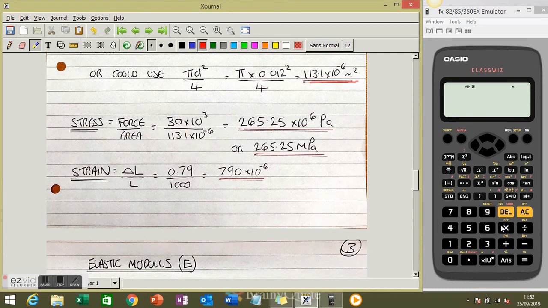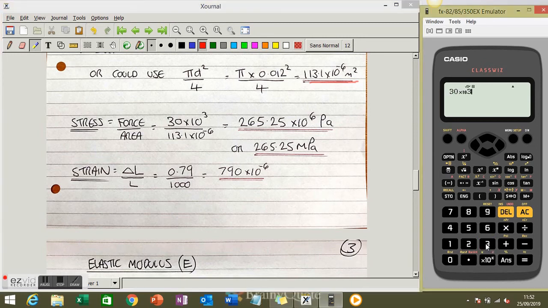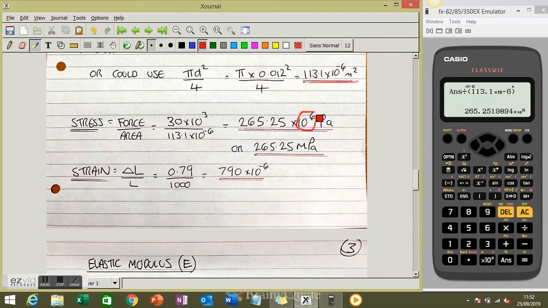We've got stress, force over area. We know the force, we know the area. Make sure you put in 30 kilonewtons. Divide by the area, which was this, rounding up a bit, 113.1 times 10 to the minus 6. Don't forget, stress is force over area, so it's going to be a big number. Press that. You can put that number in if you want to, or you can press that, 10 to the 6. Nothing wrong with that. Obviously, I've rounded up a bit. 10 to the 6, or megapascals. Correct.